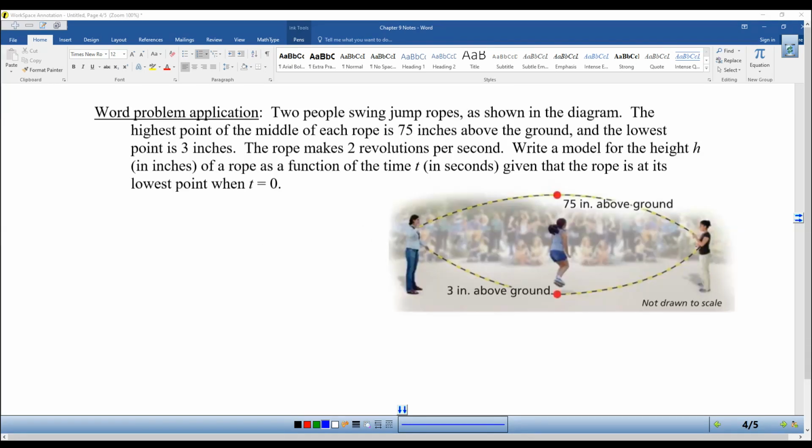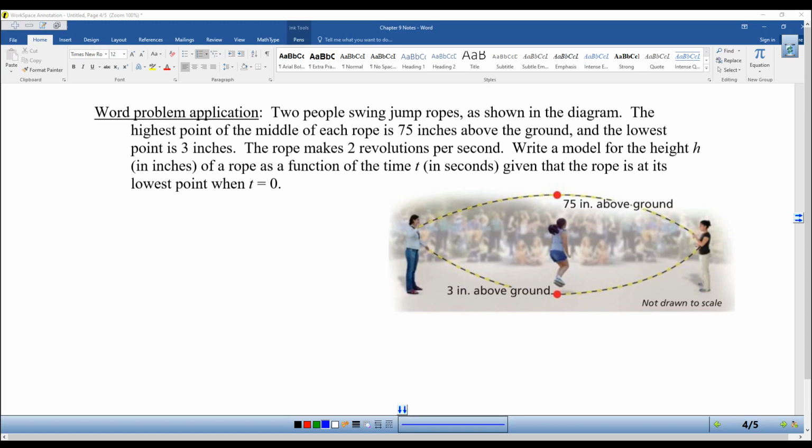All right, let's do a word problem. 2 people swing jump ropes, as shown in the diagram. The highest point of the middle of each rope is 75 inches above the ground, and the lowest point is 3 inches. The rope makes 2 revolutions per second. Write a model for the height in inches of a rope as a function of time t, given that the rope is at its lowest point when t is equal to 0.